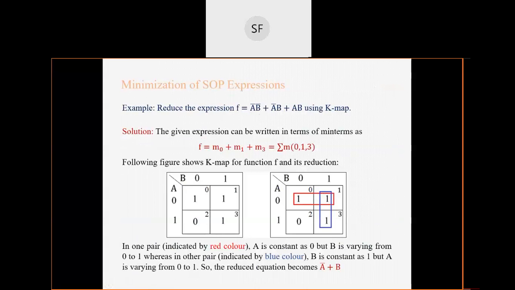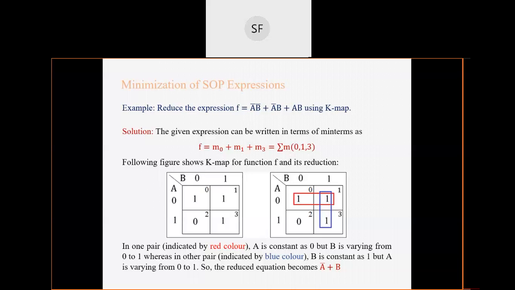In the last session, we have seen how to reduce and map a 2 variable Boolean expression, which is in the form of SOP, sum of product form. This one example will be good to revise the points we have studied in the last session. Our example was to reduce the expression given by f equals a bar b bar plus a bar b plus a b bar.